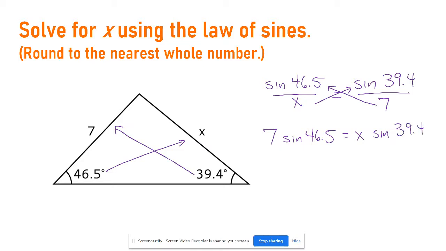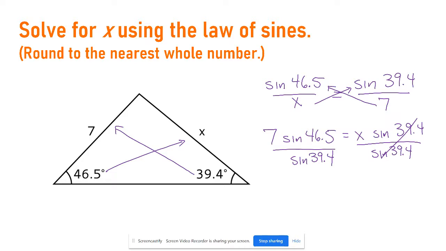And then to solve for x, I need to divide by sine of 39.4. And it's very important you divide by that whole thing, sine of 39.4. Don't just divide by 39.4. Divide by the whole thing. All right, so those cancel out. So I've just cross multiplied just like you would cross multiply in middle school to solve a similar triangle problem or something like that.